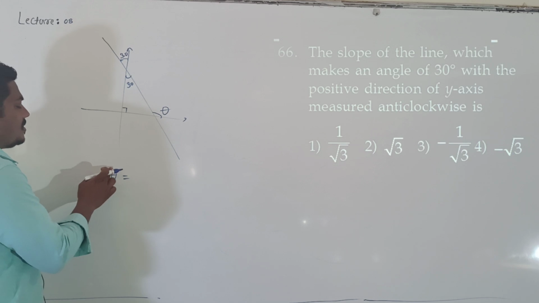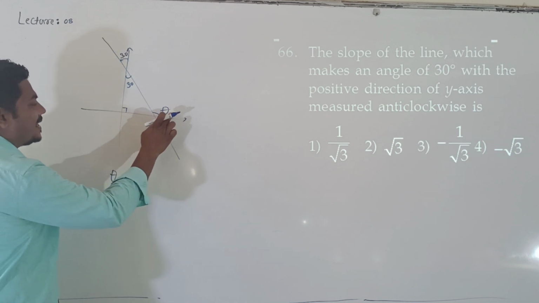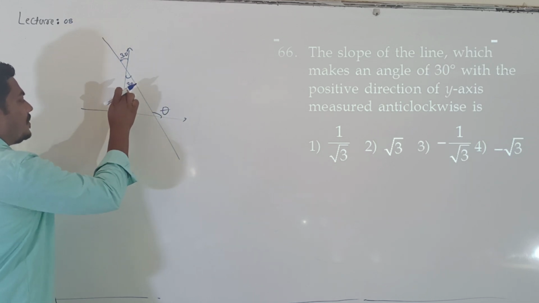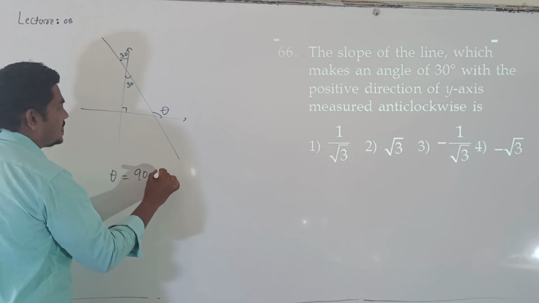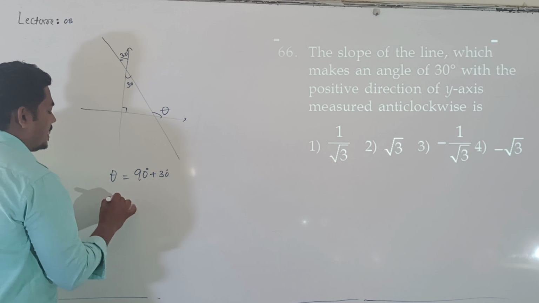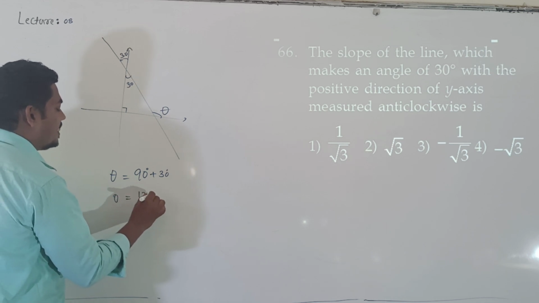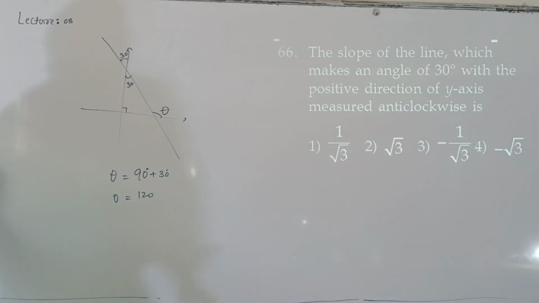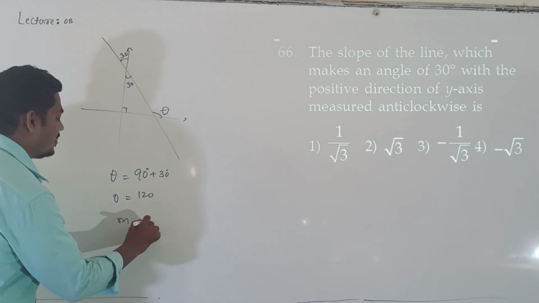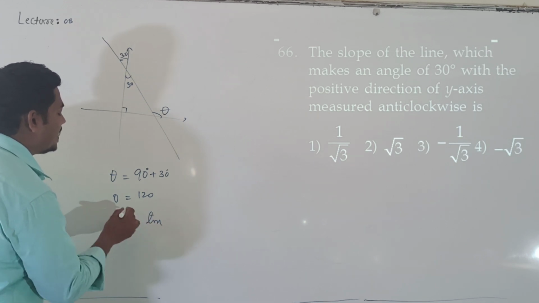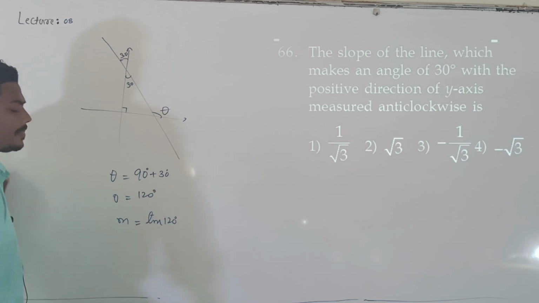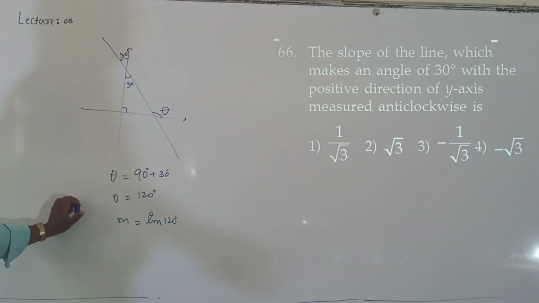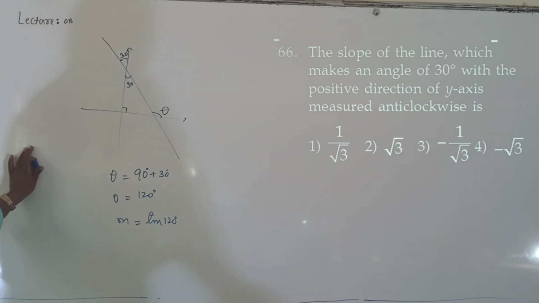Then theta is equal to, clearly it is an exterior angle. Exterior angle is equal to the sum of the opposite interior angles. So 90 degrees plus 30 degrees, theta is equal to 120 degrees, right? Theta value 120 means slope is equal to tan theta. In this case theta is 120 degrees. Tan 120, 90 plus, or you can use 180 minus.